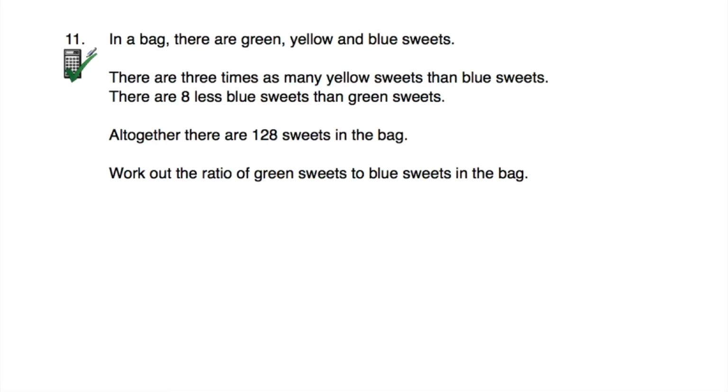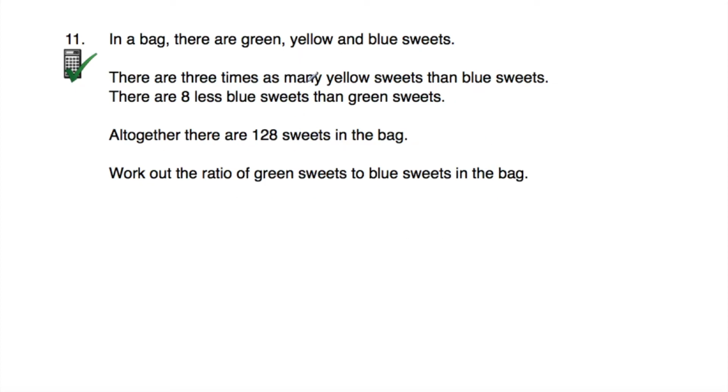Okay, so let's have a look at our next question, question number 11. Question number 11 says, in a bag there are green, yellow and blue sweets, and there's 3 times as many yellow sweets than blue sweets. So for instance, if there was 10 blue sweets, there'd be 30 yellow sweets, and there's 8 less blue sweets than green sweets. And then we're told, altogether, there are 128 sweets in the bag, and we've been asked to work out the ratio of green sweets to blue sweets in the bag.